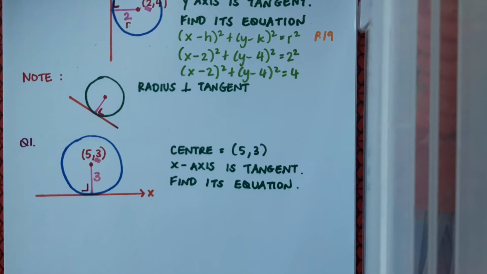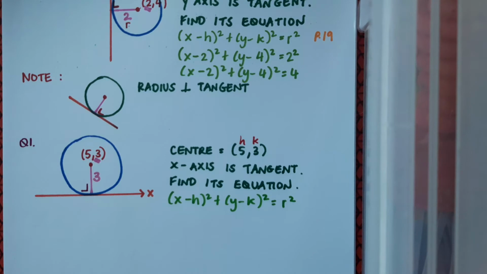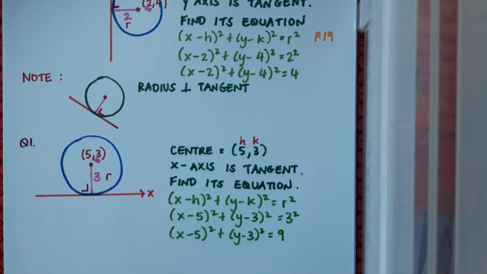Now that I have that, I've got all the info that I need to find the equation of the circle. I'll note the formula, I'll label the point, and I'll label the radius. Then I'll substitute in, and finally I'll tidy up. So there's my equation, (x - 5)² + (y - 3)² = 9.